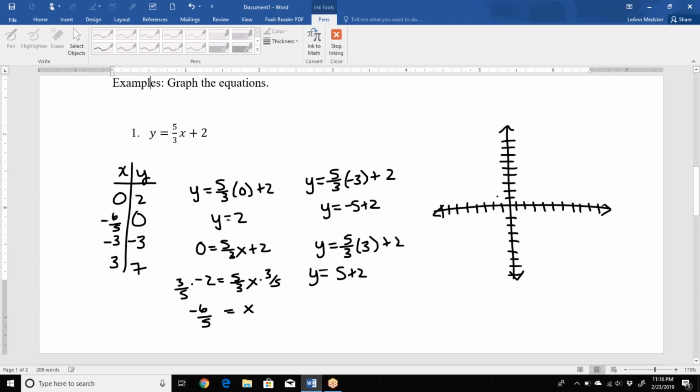Okay, so (0, 2) is right here. No x change, but we go up 2. (-1 1/5, 0) is a little bit past -1 on the x-axis. (-3, -3) is down here. And (3, 7) is going to be here. So you do notice that these are all in a line together.